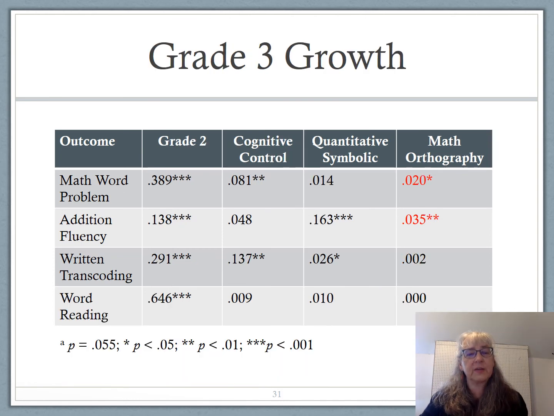In this slide, I'm showing the most stringent analysis. We're looking at performance in grade 3 after first accounting for performance in grade 2. So we can think about this as the predictors of change or growth in performance from grade 2 to grade 3. For math word problem solving and for addition fluency, math orthography accounts for significant unique variance in growth. For transcoding, it does not, and also for word reading, it does not.